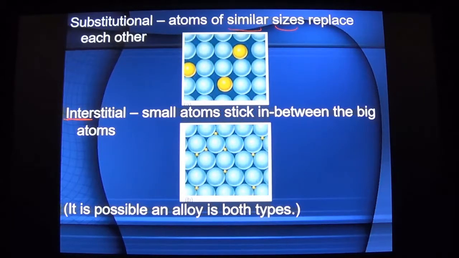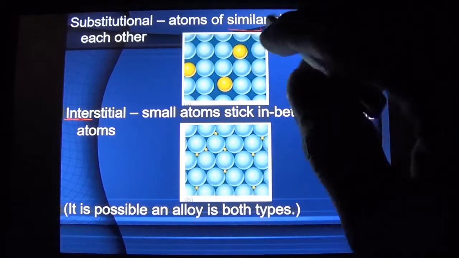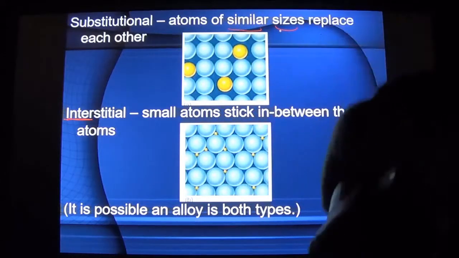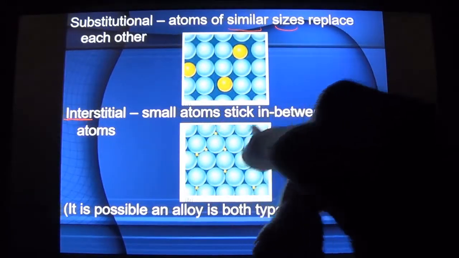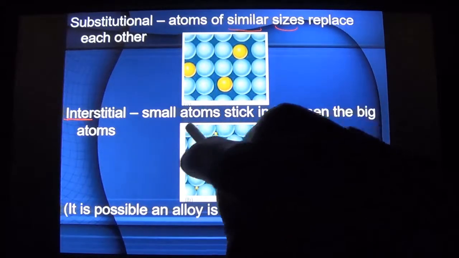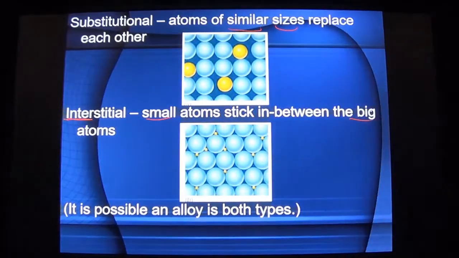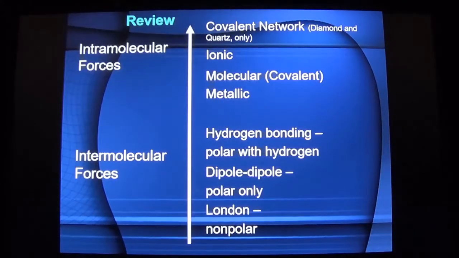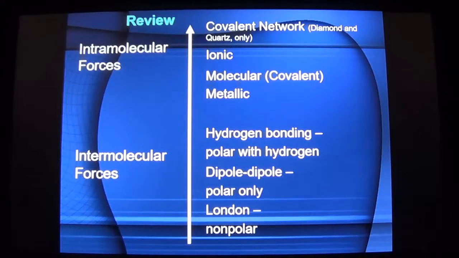It's all about size. This should be some easy points on your Canvas quizzes and on the test. Substitutional if they are similar sizes, interstitial if they are very different. Small will stick inside the big. And I would give you the information for the sizes and you would just determine, oh, they're very different in size. That's interstitial. They're very similar in size. That's substitutional.